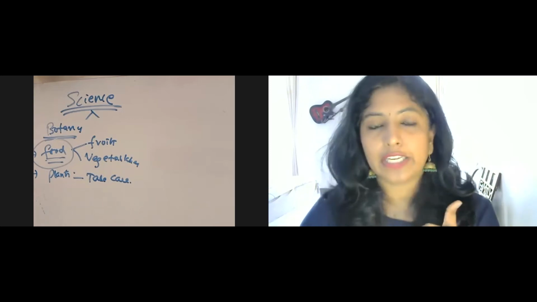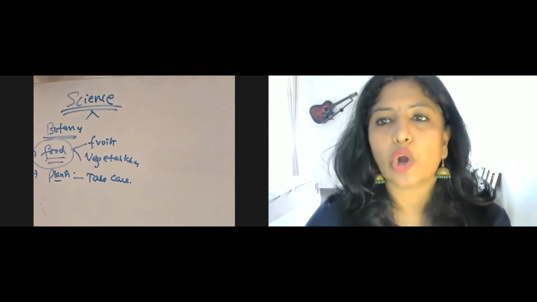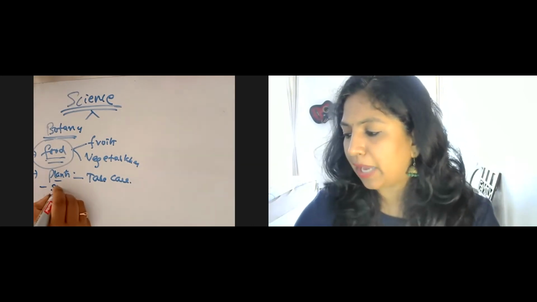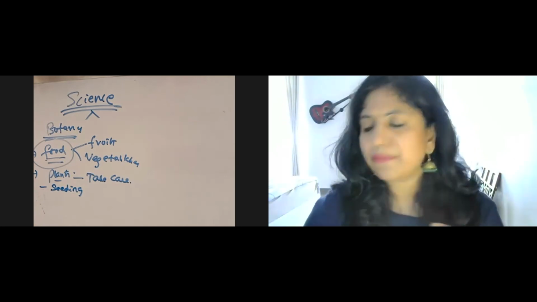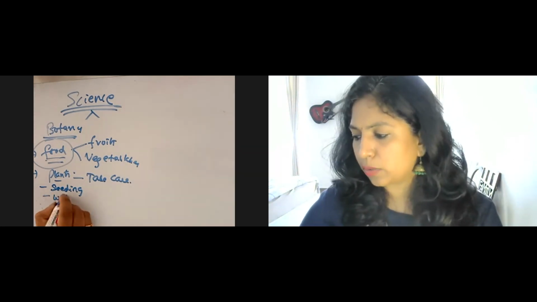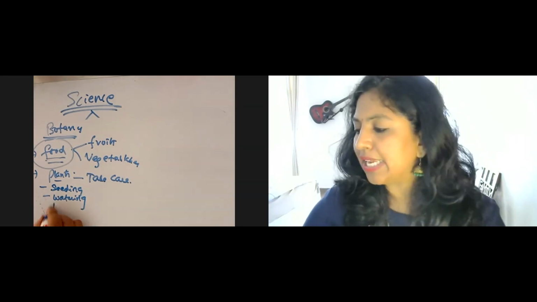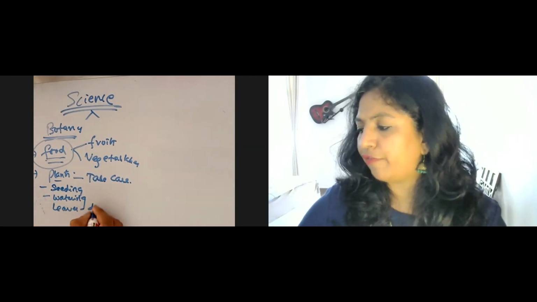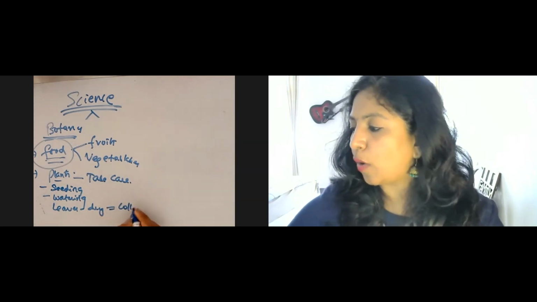Okay, so you wanted it. Now, after all this is done, we worked on seeding a plant and we saw how the plant was growing. But at the same time, what happened? We did watering also. And in the process of all of that, sometimes the leaves get dry and they fall off, correct? So what you need to do is collect all of them.